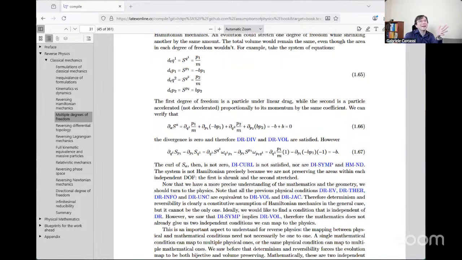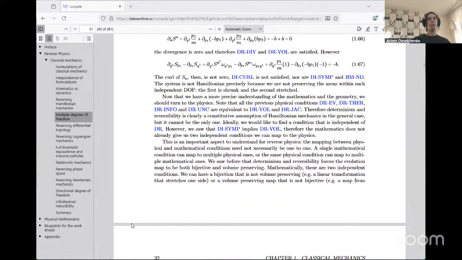This is where, if I kept doing pictures, I ran out of steam. If people want to contribute pictures and help me put these things together, you can basically imagine the two orthogonal areas, one in each degree of freedom. One is shrinking, the other is expanding, but the product remains the same, and so the volume remains the same, right? That's essentially the geometrical aspect of it.